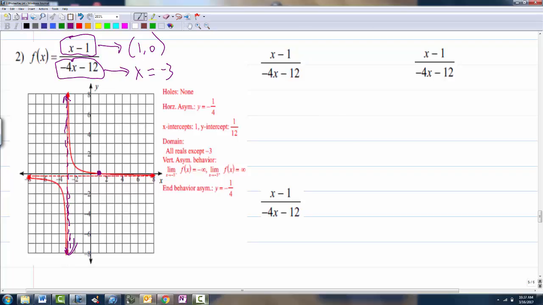One more thing I should know, especially for the test, is what's the horizontal asymptote? And these x's are equal. So the horizontal asymptote is y equals -1/4, which means very minutely to the left of this x-intercept, the graph is what?